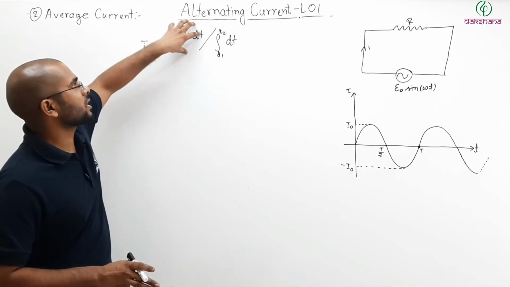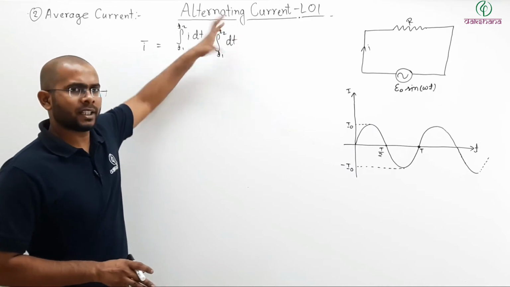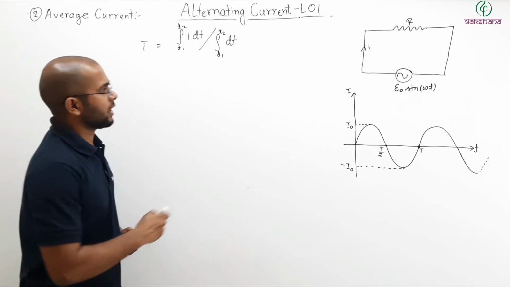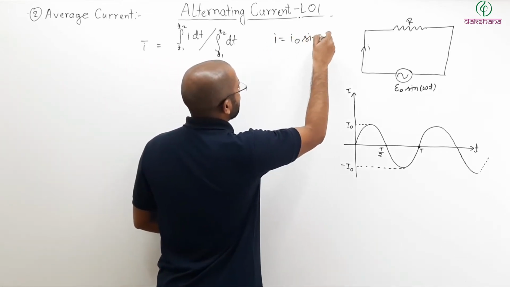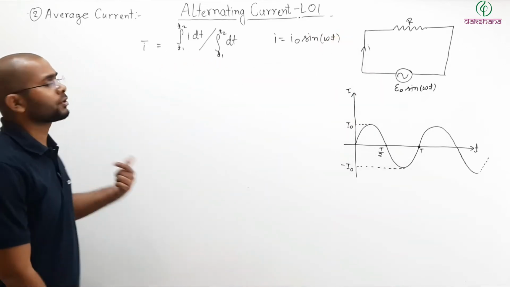That is area under the curve, that is nothing but total charge flown divided by total time, that is your average. Now, in case of AC, I can be written as how? I can be written as I naught sine omega t. That is the standard form of AC current, sinusoidal AC.